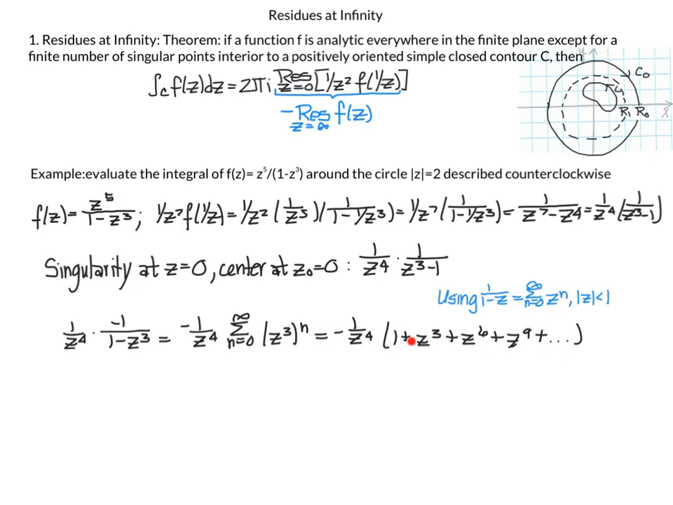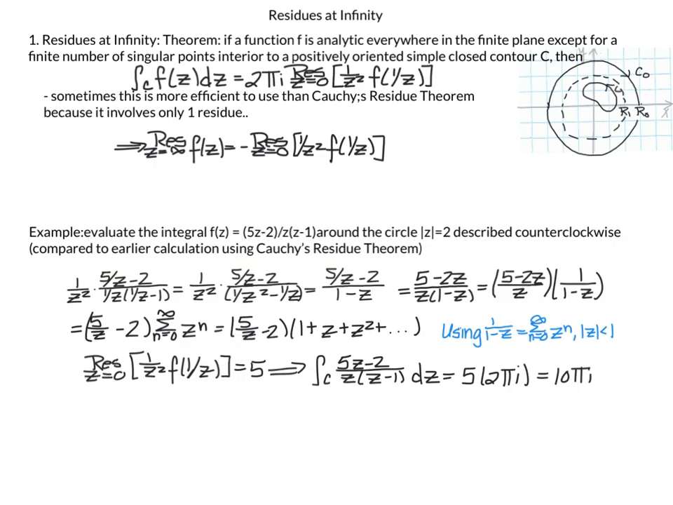And now looking for the coefficient of my z to the minus 1 term, I get z to the minus 1 when I multiply this minus 1 over z to the fourth times z cubed, which means my residue is minus 1, and then my closed curve integral then is equal to my minus 1, that's my residue at z equals 0, times 2 pi i.